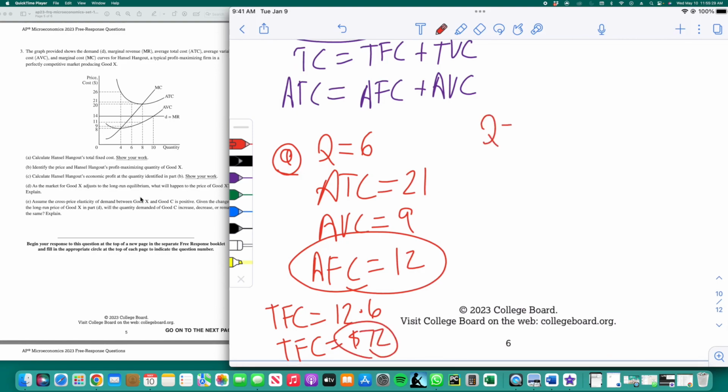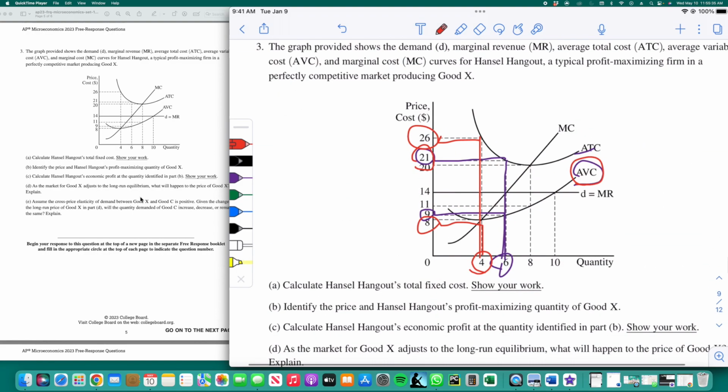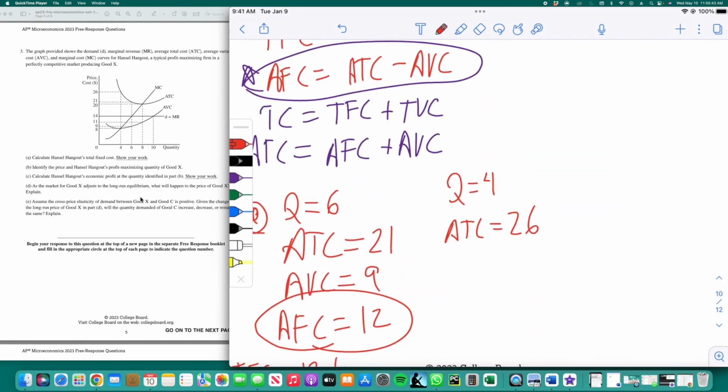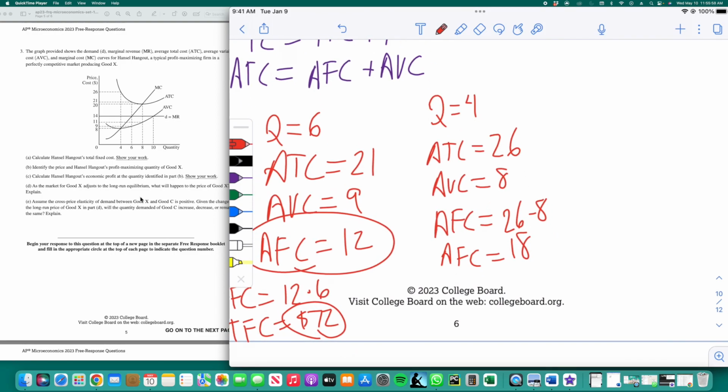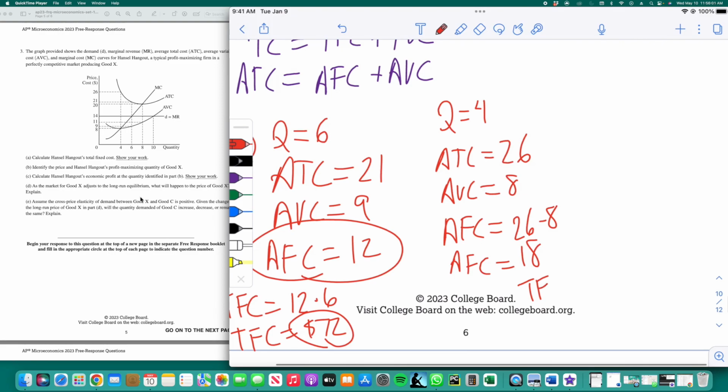If we did quantity 4, your ATC is equal to 26, because at quantity 4, it's 26, and your AVC is 8. So that means your AFC is 26 minus 8, which is 18. And your quantity is 4. So that means your total fixed cost is equal to 18 times 4. And if you were to do the math on that one, you get total fixed cost is equal to 72.